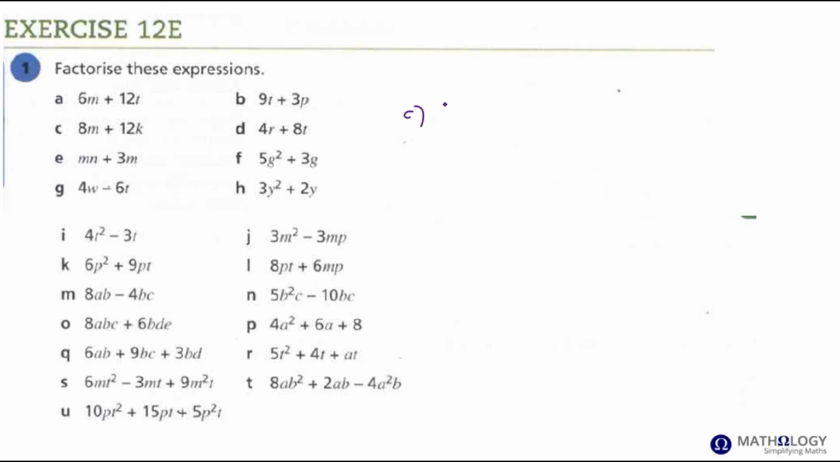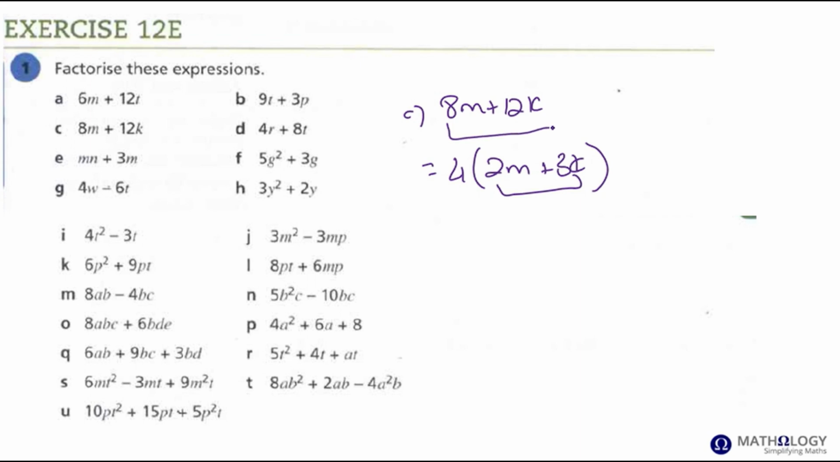C, 8m plus 12k. The highest common factor between 8 and 12. Now 8 does not go into 12, but 4 goes into 8 and 4 goes into 12. So the highest common factor between 8 and 12 is 4. We take that out as a common factor. 8m divided by 4 leaves us with 2m, and 12k divided by 4 leaves us with 3k. Again, inside the brackets we have two terms. We started off with two terms. 4 times 2m gives us 8m, and 4 times 3k gives us 12k.